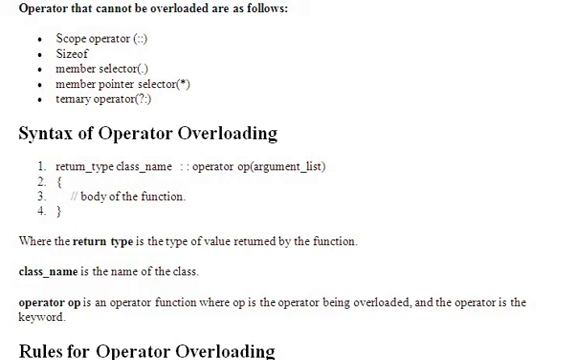So what is the basic syntax of operator overloading? The return data type, class name, scope resolution operator, and operator. The term operator is very important here. With OP, that is your operator to be overloaded, and the arguments list, and the body of the function.